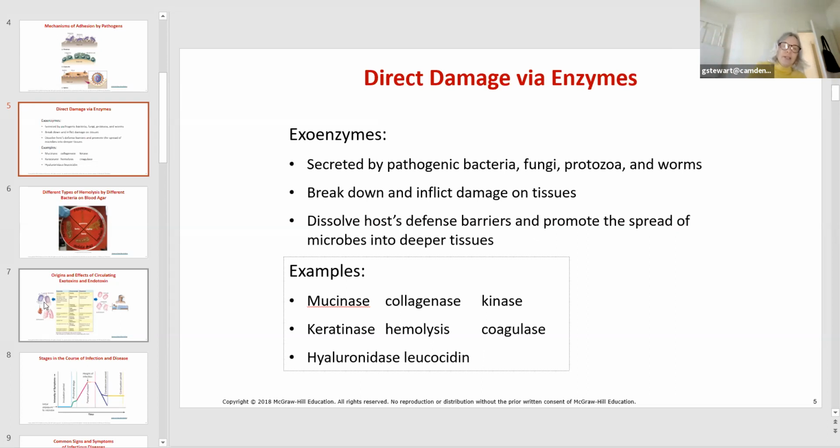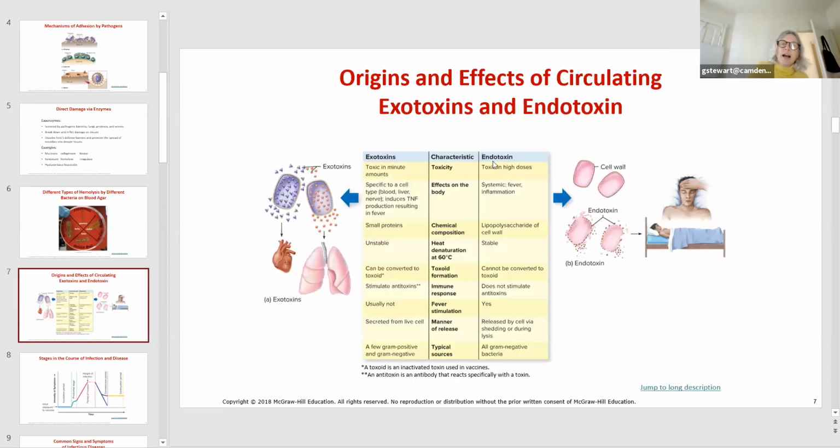And then some bacteria can produce very specific toxins. We title them exotoxins or endotoxins based on their characteristics. Characteristics are listed here in the center of the table, and then the differences between an exotoxin and endotoxin are highlighted out here to the left and to the right. Again, not all bacteria can produce endotoxins. Some bacteria can produce them.